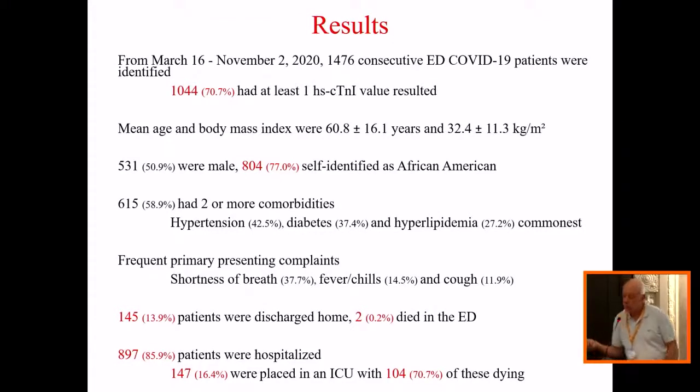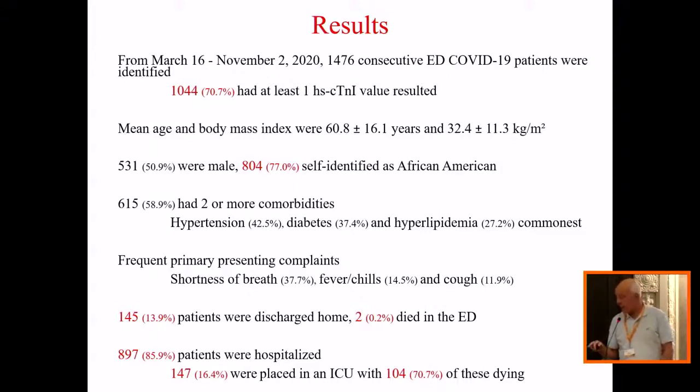So it turns out that about three-quarters of the patients actually had a high sensitivity cardiac troponin. Why? They come with shortness of breath, chest pain, and you go, well, I guess we should be seeing if there's any myocardial injury or something like that. And if you look at it, the comorbidities are ones that are common in COVID, and the presenting complaints are also common ones that you'd see in COVID. We admitted most of the patients, discharged much less, and 2 died in the emergency department.